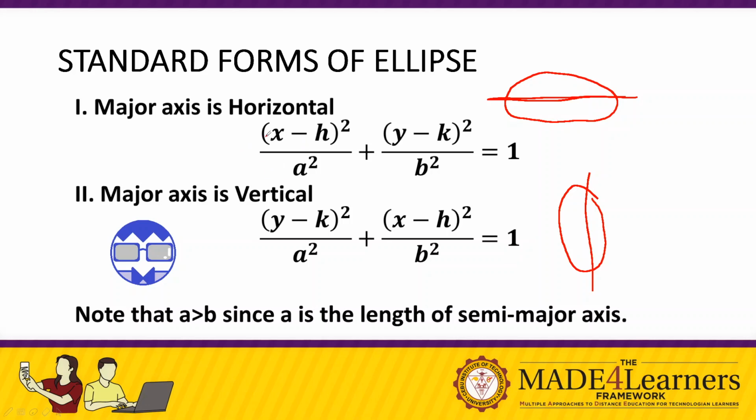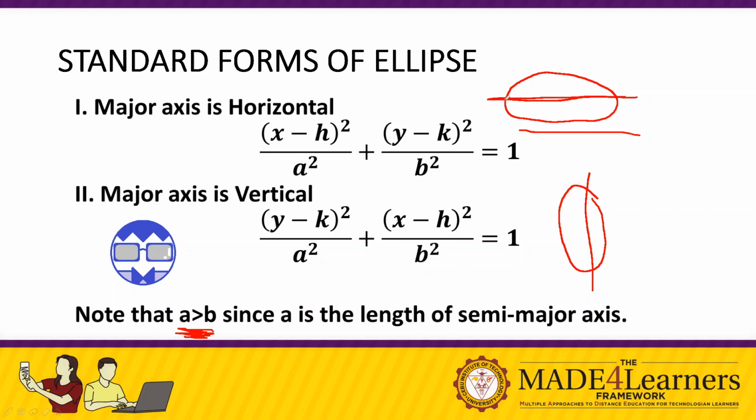We have the quantity of x minus h squared over a squared plus the quantity of y minus k squared over b squared equals 1 for when the major axis is horizontal. Then for the vertical, we have the quantity y minus k squared over a squared plus the quantity of x minus h squared over b squared equals 1. Take note that a is greater than b. A is always greater than b because a is our major axis for the ellipse.